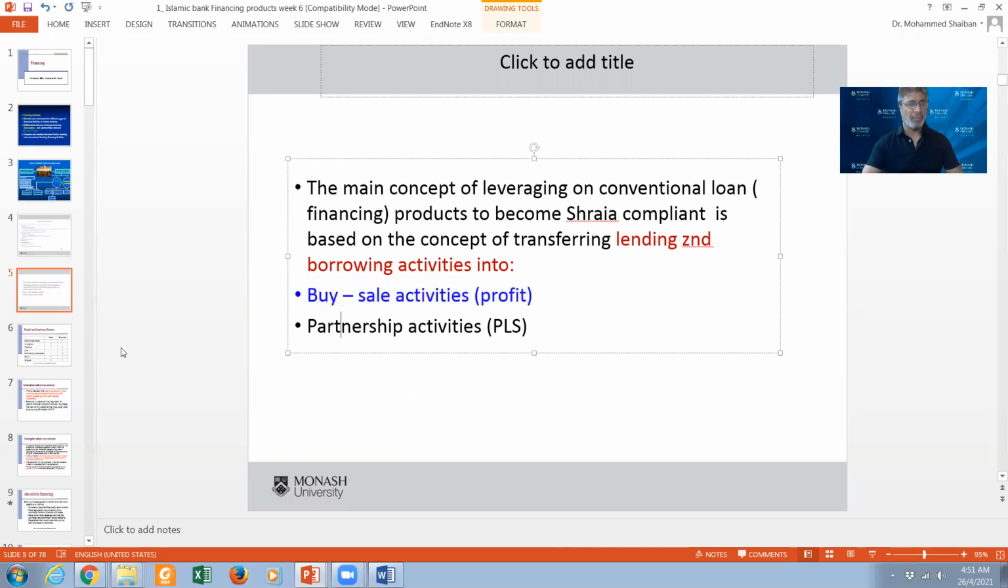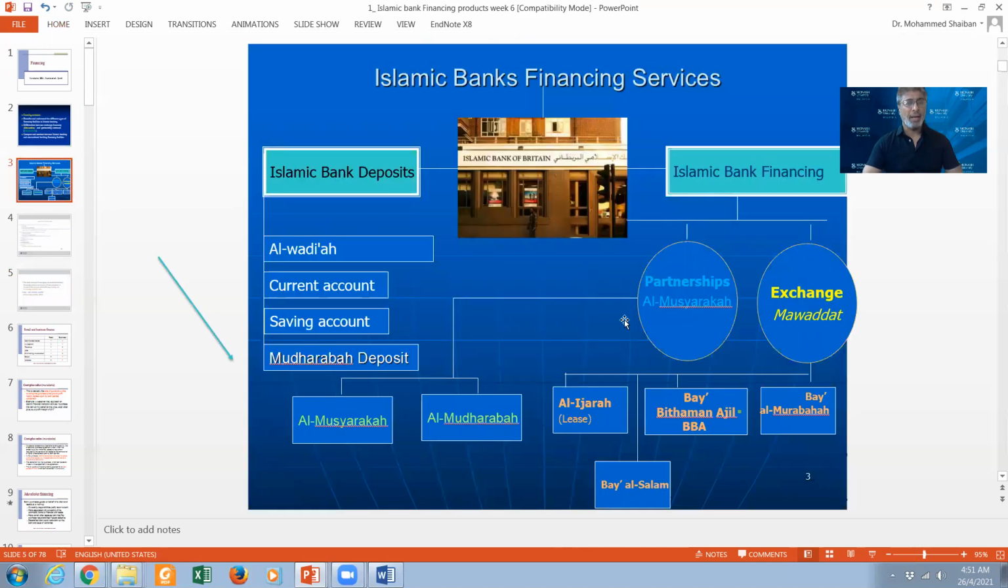You can also talk about partnership, which is either musharaka or mudaraba, which we already talked about last week. Mudaraba can be on the financing side or on the deposit side. Mudaraba is when there are two partners: a silent partner who provides the capital and the other one who provides the work and effort, and they make a partnership. So the bank can, in this case, be the investor. When we were on the deposit side, the bank was actually the entrepreneur.